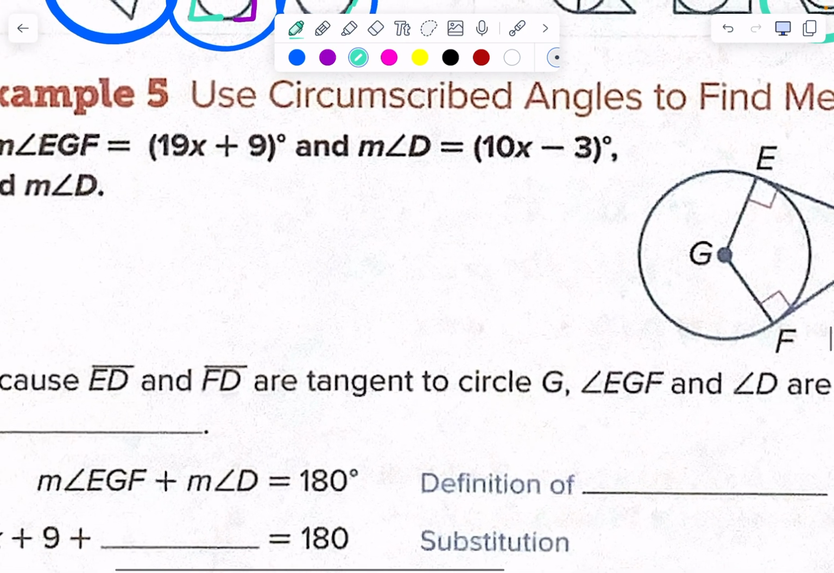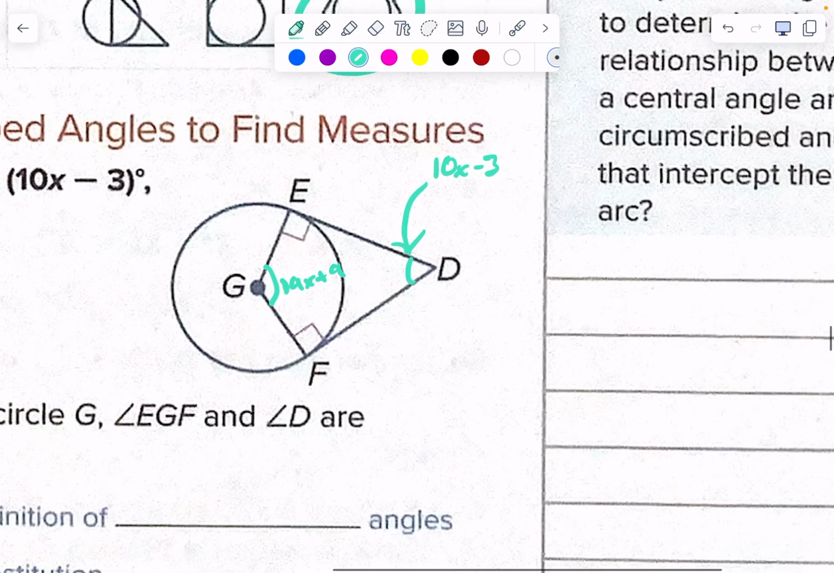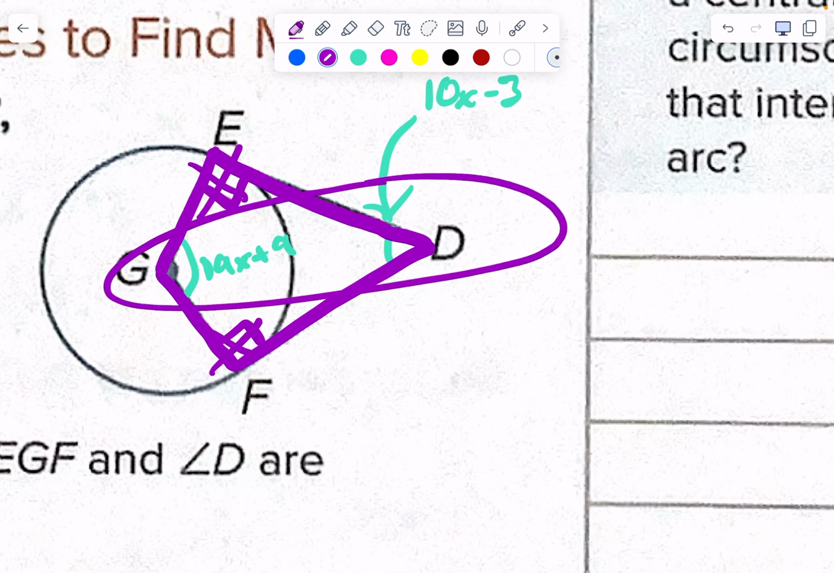They say that angle EGF is this angle right here, and that is 19x plus 9. Put it in there. Angle D is 10x minus 3. If I look at this shape right here as a polygon, how many sides does it have? 4. Do you know how many degrees are inside of a four-sided figure? 360, like a rectangle or a square. Okay, but these are 90s, right? So if this is 90 and this is 90, then what do these two have to add up to be? 180, right? Because 360 is the total, but those are 90s.